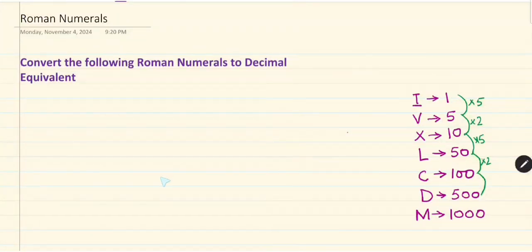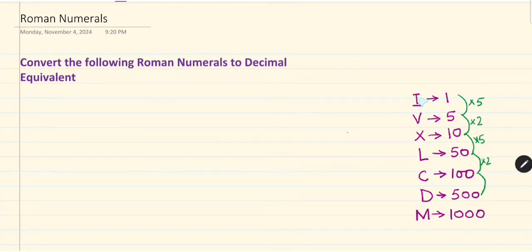Hello everyone. In this video, I'm going to go over how to convert Roman numerals to their decimal equivalents. But before I go into the process of conversion, let's go over the different numerals in the Roman system. The numerals in the Roman system are all different letters of the Latin alphabet.